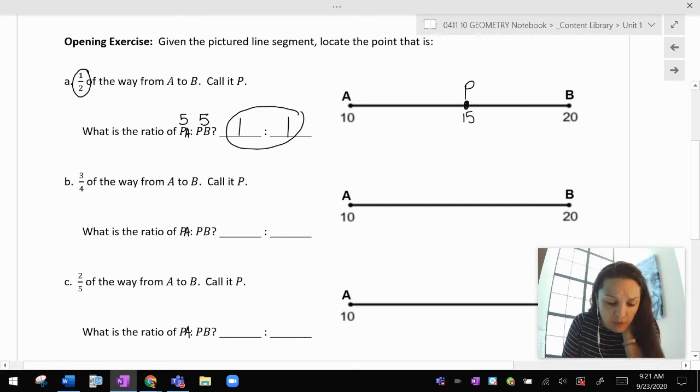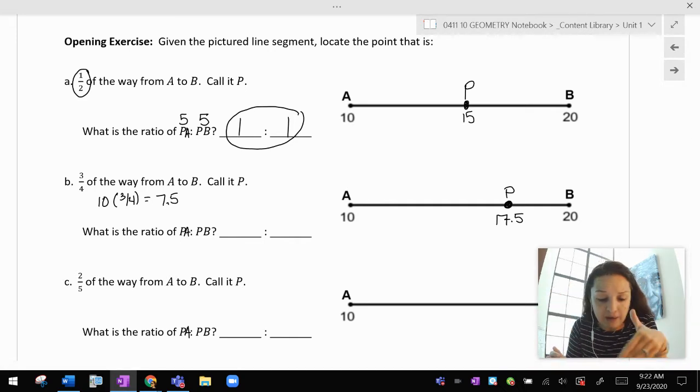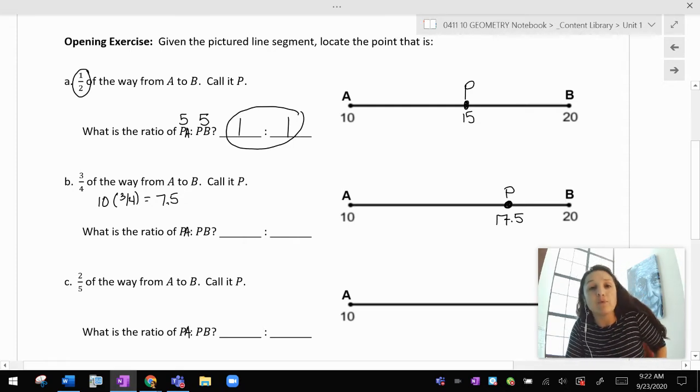Part B, find the point that's 3/4 the way from A to B. Okay, so 3/4 would be right here, and I'm going to call that P. What is the ratio of PA to PB now? If this is 3/4 of the way, the segment is 10 units. So 10 units times 3/4 is 7.5. I took the length, multiplied it by the fraction 3/4, got 7.5, and then added that 7.5 back to the 10. So that's 17.5. Okay, I can live with that.